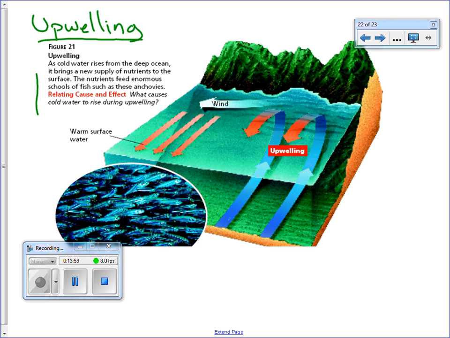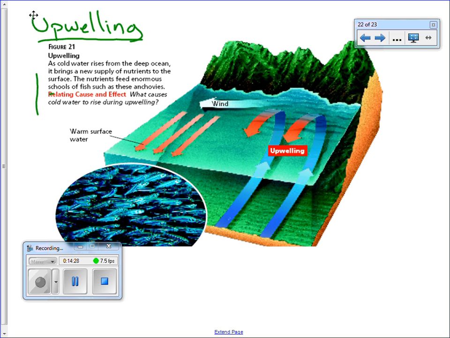And upwelling, cold water is being pushed up from the deep ocean. It brings a new supply of nutrients. So all the plankton, all the algae, all that little stuff that's stirred up is coming up for the bigger fish to eat. And so this says nutrients feed enormous schools of fish, such as these anchovies. Yum.